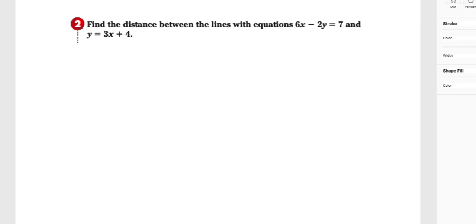and seeing what we get here. So I'm just going to do that. So when I put this into slope-intercept form as the other line is, I see that we have exactly the same slope, and then so we need to figure out what the distance is.